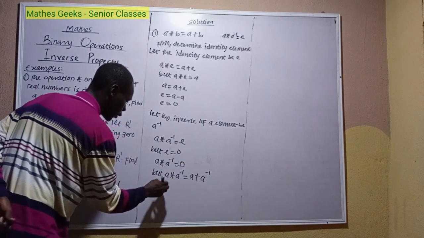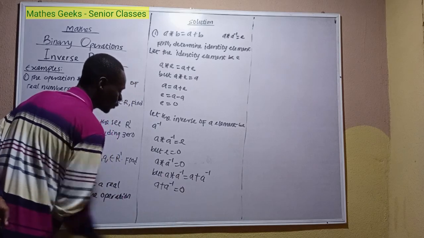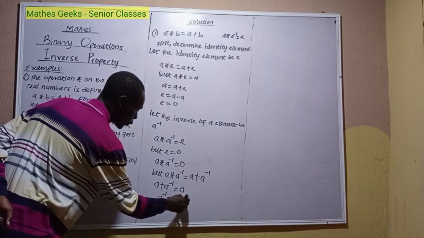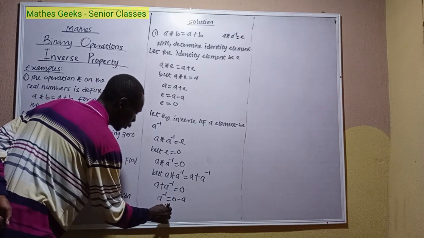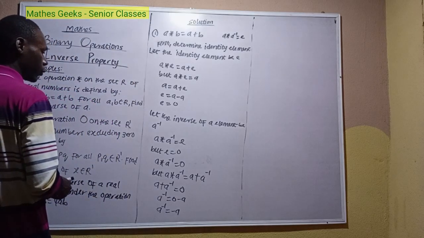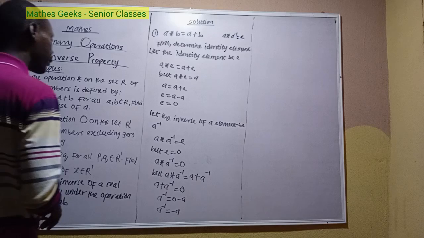So A plus A⁻¹ is equal to 0. So here A raised to minus 1 is equal to 0 minus A, and A raised to minus 1 is equal to minus A. So A inverse is equal to minus A. That's the multiplication.